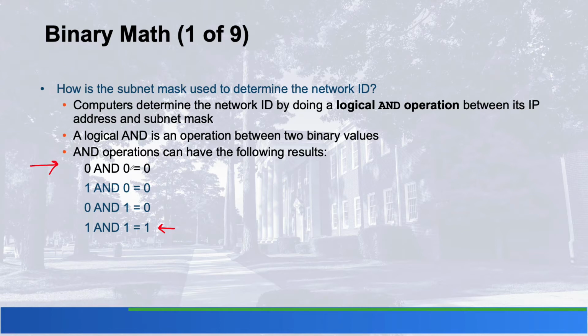So if I feed two zeros in, it's a 0. If I feed a 1 and a 0 into the AND function, it's a 0. A 0 and a 1, it doesn't matter which order the zeros and 1s come in, I get a 0 out. The only way I can have a 1 is if both inputs are 1.